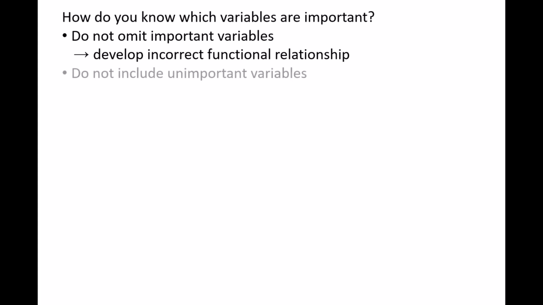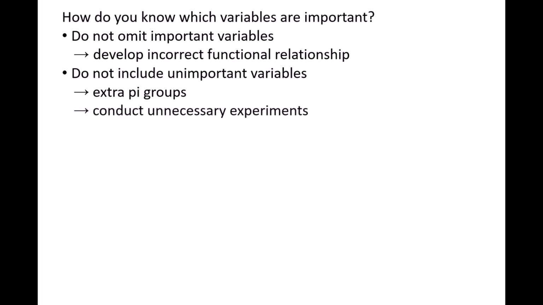You also should take great care to only include variables that impact the system significantly. If you include unimportant variables, this will lead to the creation of extra pi groups, and ultimately will cause you to conduct unnecessary experiments, costing you time and money. Fortunately, in most undergraduate fluid mechanics courses, you will be provided with the important variables for the system in the problem statement and only be required to create the pi groups from those variables.